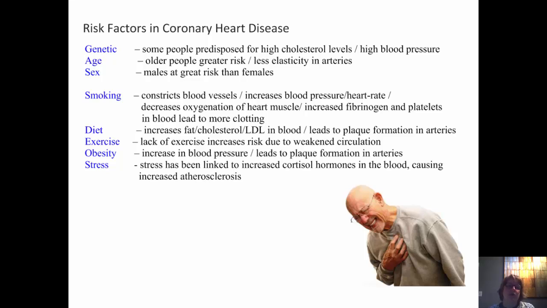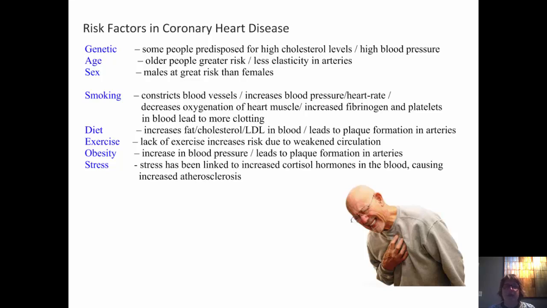All right, so let's continue to talk about coronary heart disease. There are some risk factors. One is that some people are genetically predisposed to high cholesterol levels or high blood pressure, and this is going to lead to an increased risk of coronary heart disease. Older people are typically at greater risk because their arteries are less elastic, and males are at greater risk than females. People who smoke: smoking constricts the blood vessels, and so this is going to increase blood pressure and heart rate. It's going to decrease oxygenation of the heart muscle and increase fibrinogen and platelets in the blood, which will lead to more clotting.